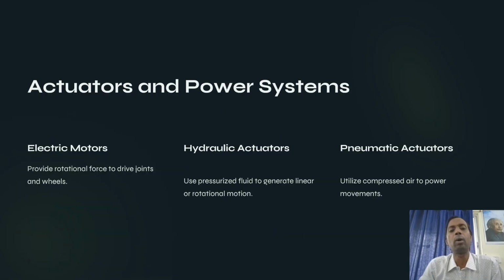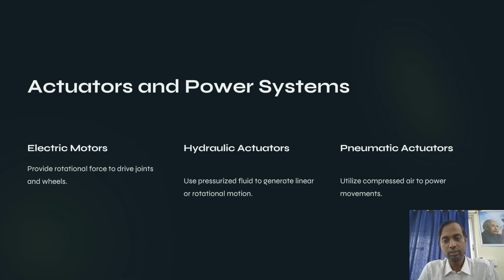Then actuator and power system. It is basically of three types: electric motors, hydraulic actuators, or pneumatic actuators. Electric motors actually provide rotational force to drive joints and wheels. And hydraulic actuators actually use pressurized fluid to generate linear or rotational motion. And what is a pneumatic actuator? It utilizes compressed air to power movement.